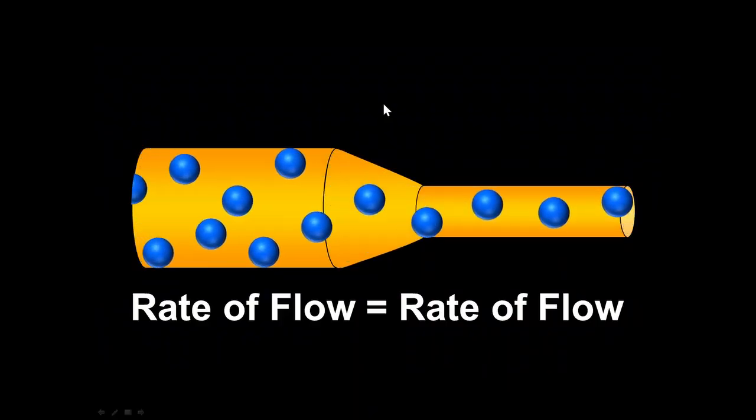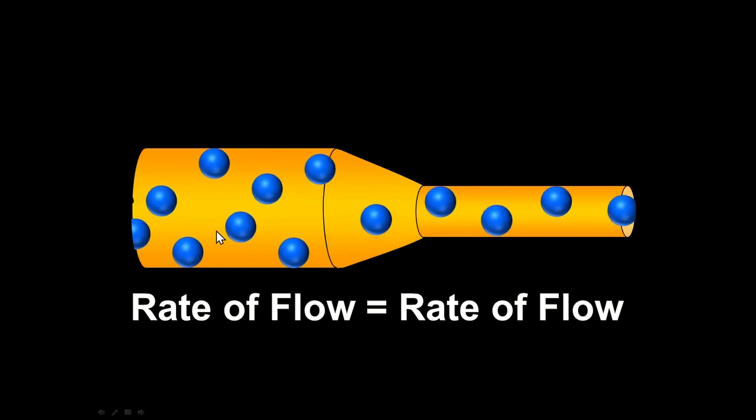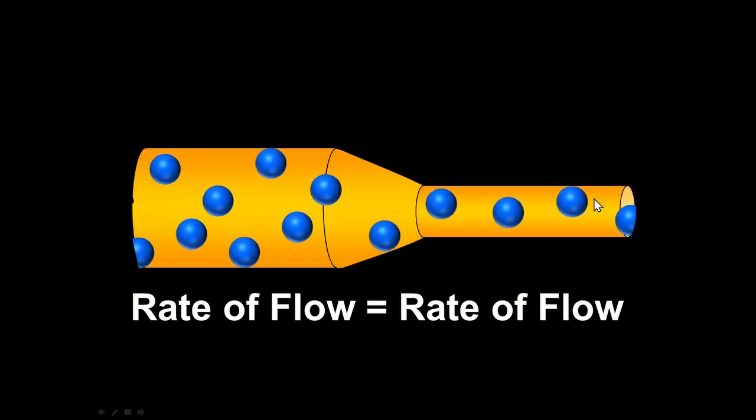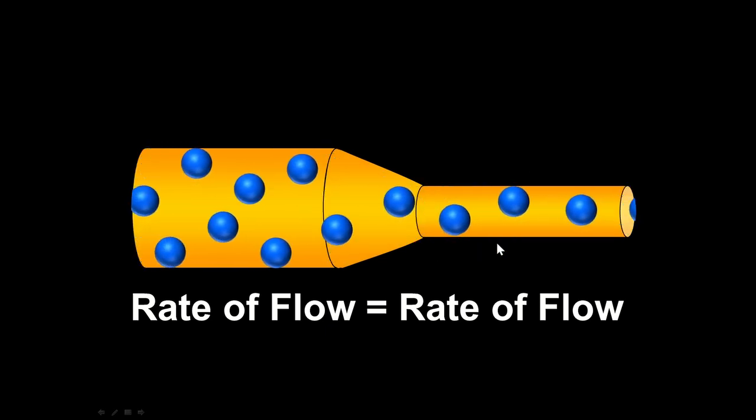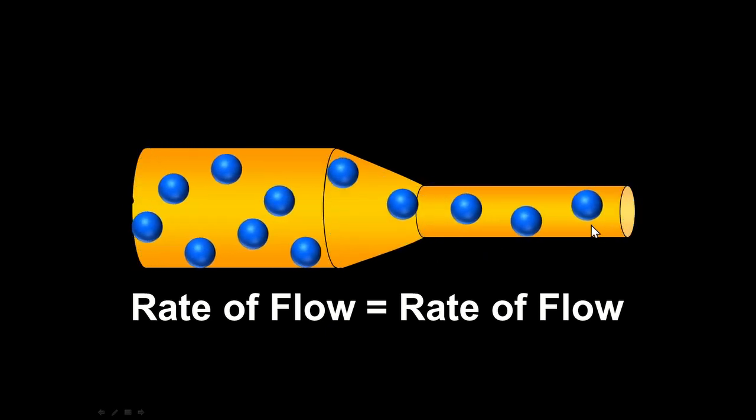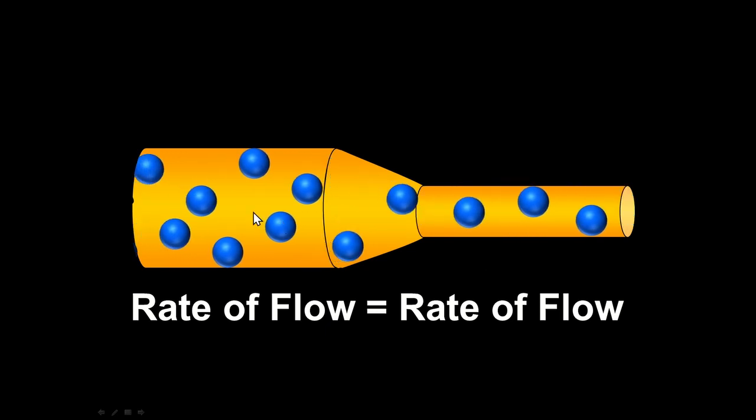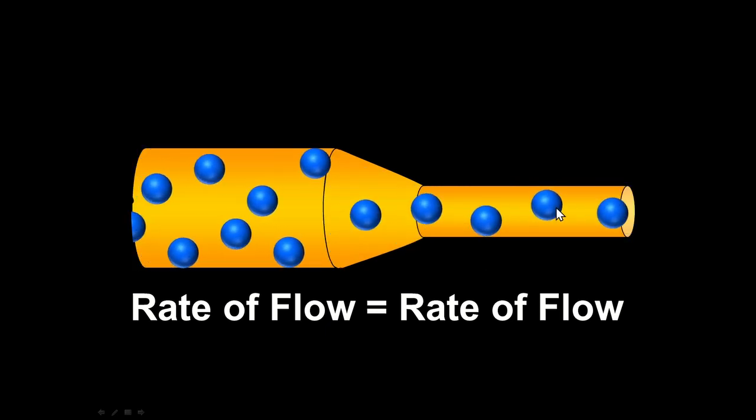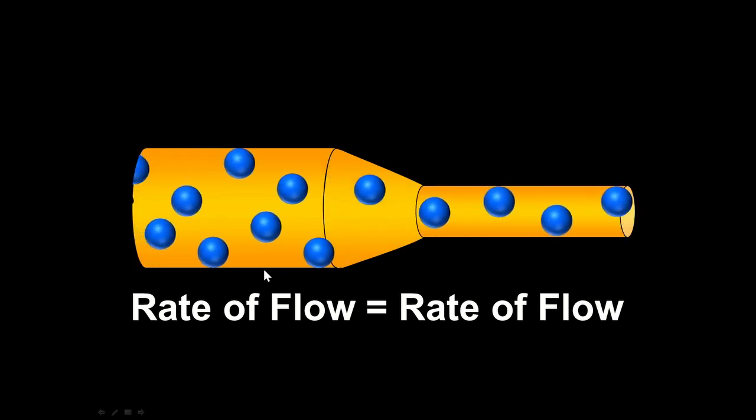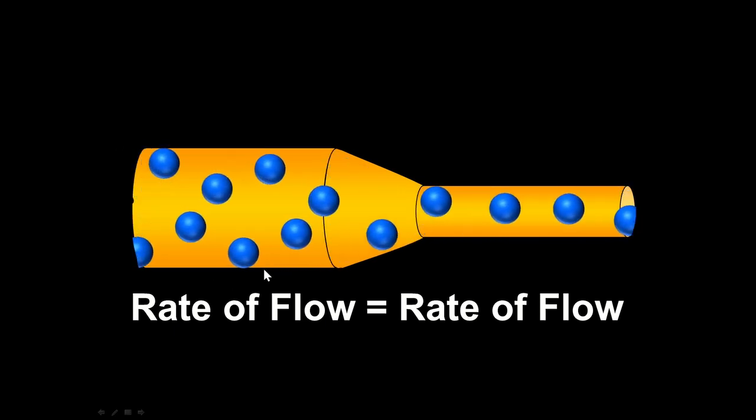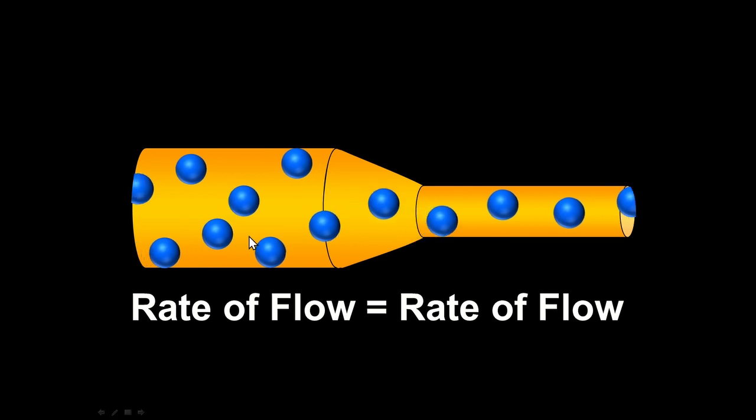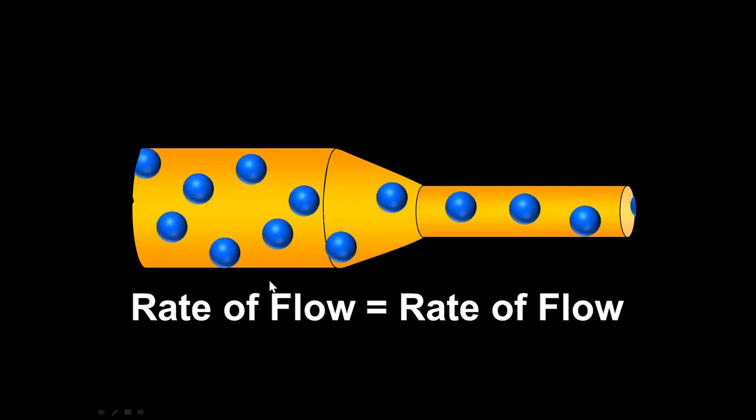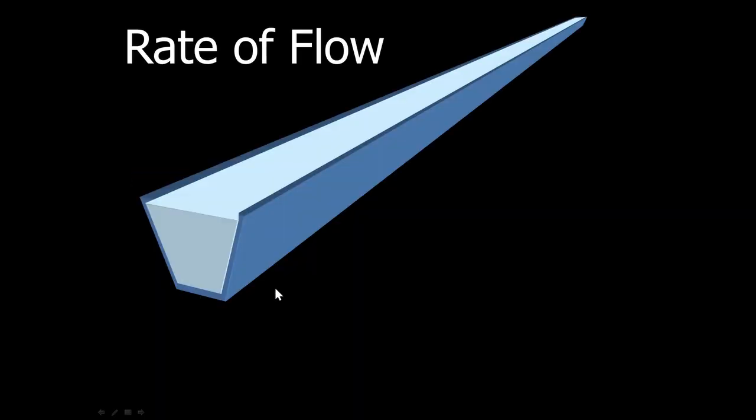So the main idea behind rate of flow is that the number of chunks of stuff that are flowing by here every second must equal the number of chunks of stuff that flow by there every second. Okay, if I had more of these things flowing past here than were flowing past here, this pipe must be swelling up in size or something. If I had less flowing here than was flowing here, there must have been a leak somewhere.